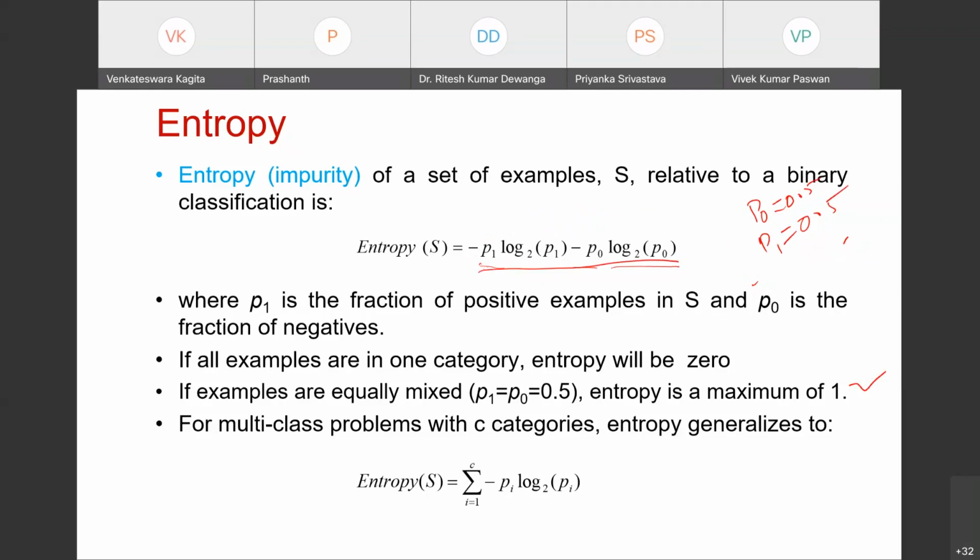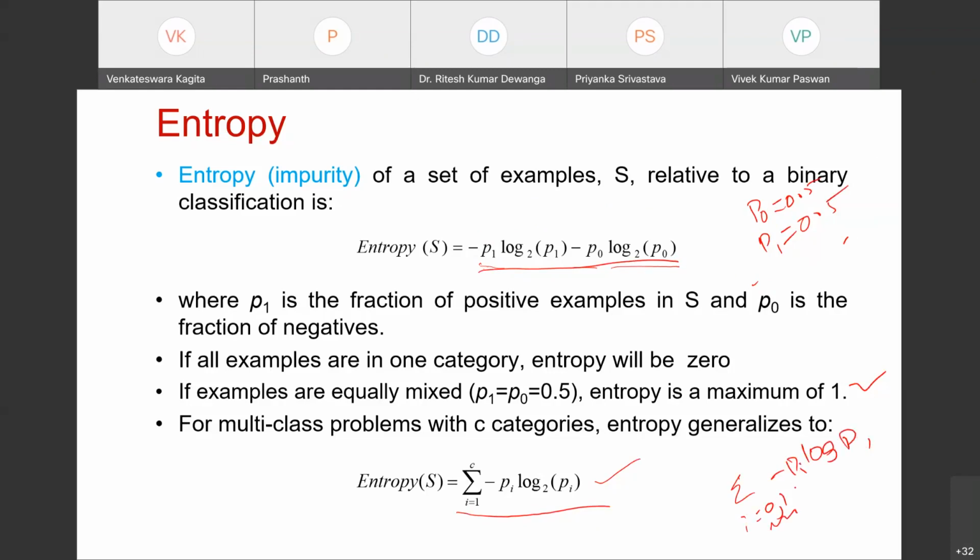And similarly, you can define this for multi-class also like this. Sum over i equal to 1 to n of minus pi log pi. Okay, so this is also the same. Sum over i equal to 0, 1 of minus pi log pi.